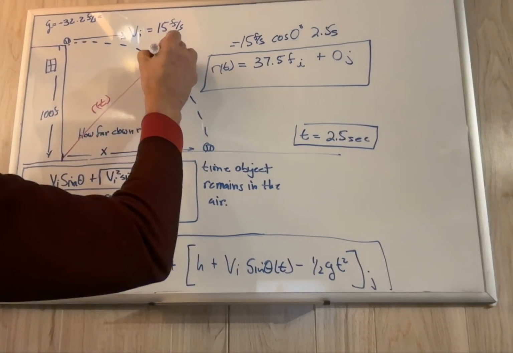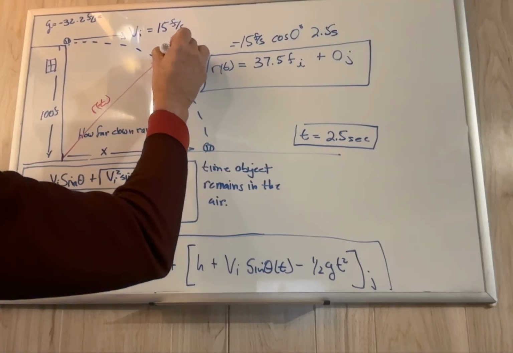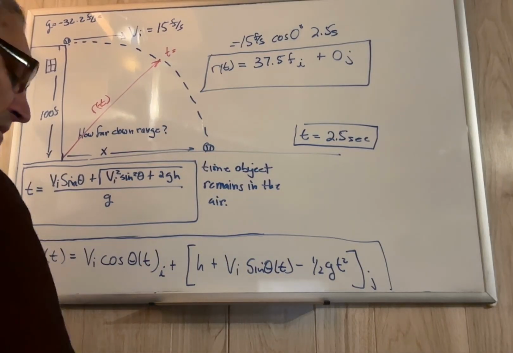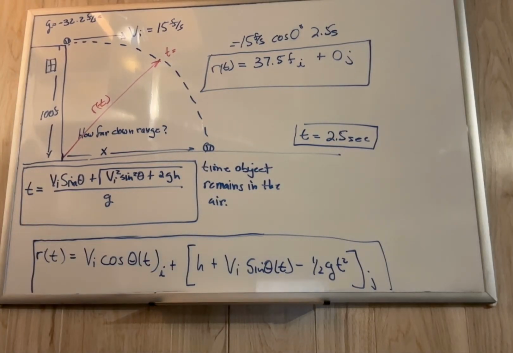This is going to be at a particular time, whatever that time is. That's where that R of t is, and you're also going to get a direction as well. All right, so hopefully that helps. Nice, easy problem. Piece of cake. Thank you.